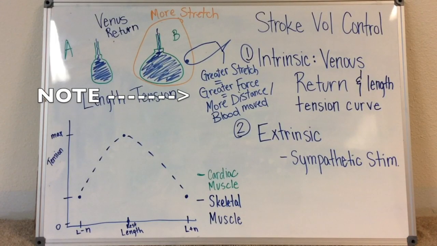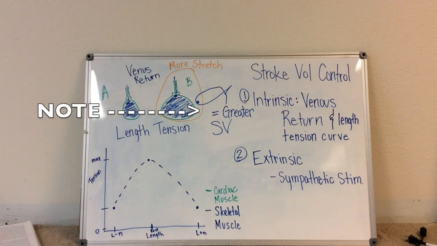By combining these two examples, we can see that the greater we stretch the ventricle, the more force it is going to generate, which allows greater distance or more blood to be moved out of the ventricle when it contracts. The net result of this is a greater stroke volume and a smaller end systolic volume in the ventricles. This means that more blood was pumped out of the ventricle with each contraction.